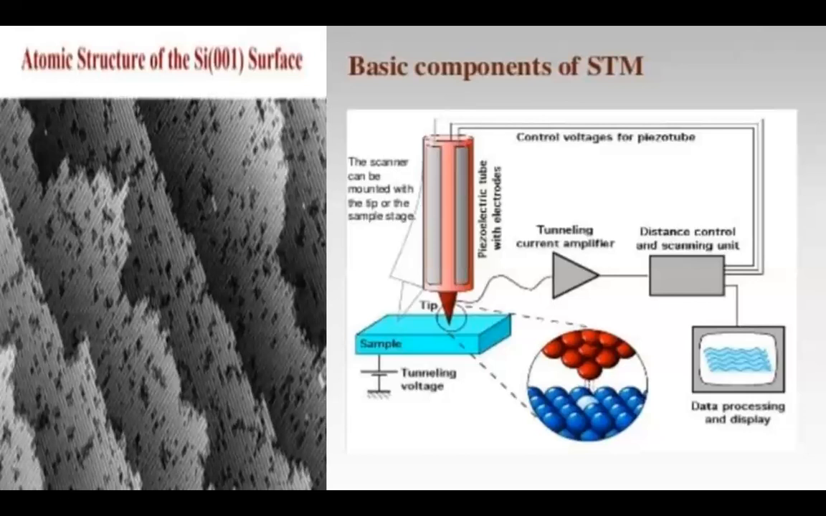On the other side of the diagram is the atomic structure of the silicon surface that is detected by the scanning tunneling microscopy.